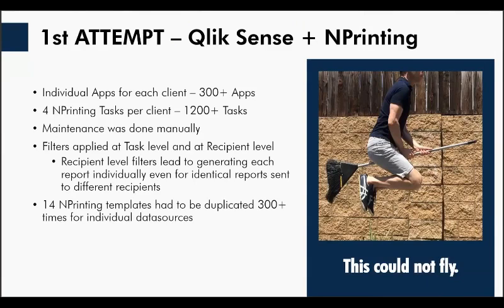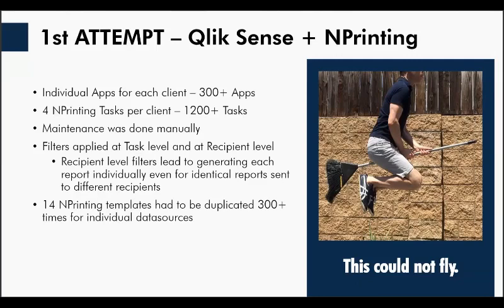So they decided that it's going to be one app per client. And then in N-printing, the tasks were defined per client and per kind of task. So weekly reports versus monthly reports, individual sites versus portfolio. So they ended up with 4 N-printing tasks per client. So we had to create and maintain upward of 1,200 different tasks with their settings and filters and schedules and whatnot. All the maintenance was done manually, right?